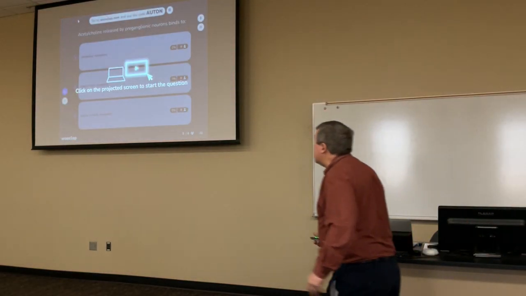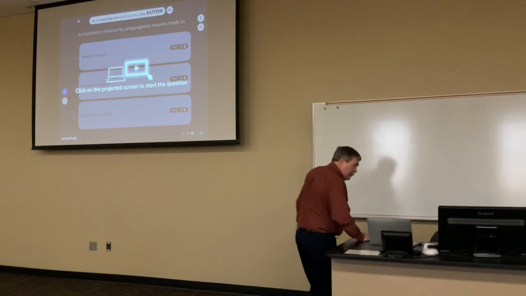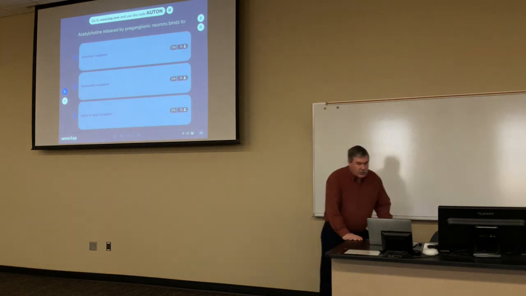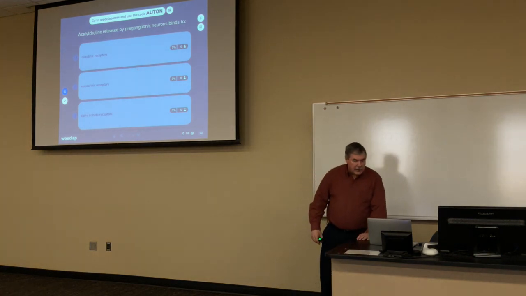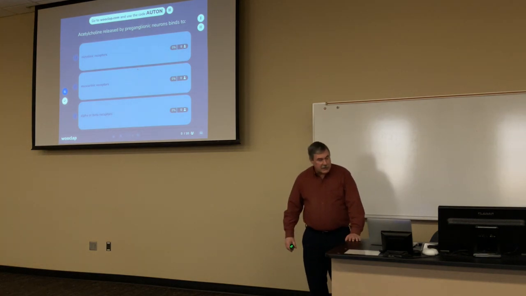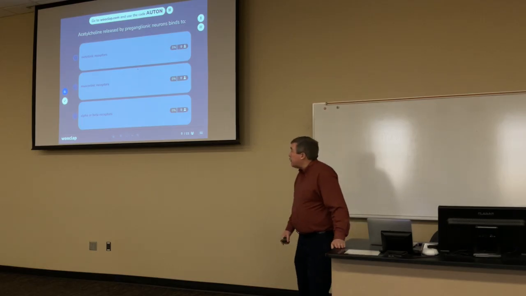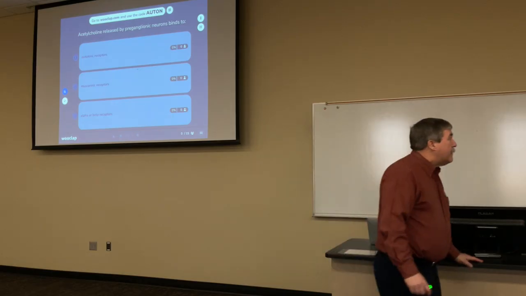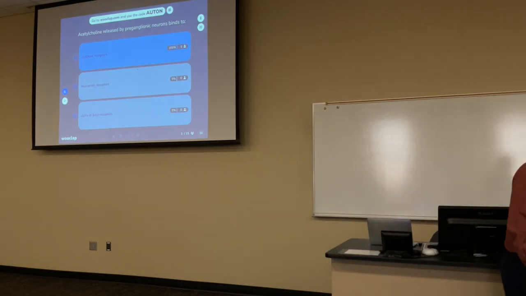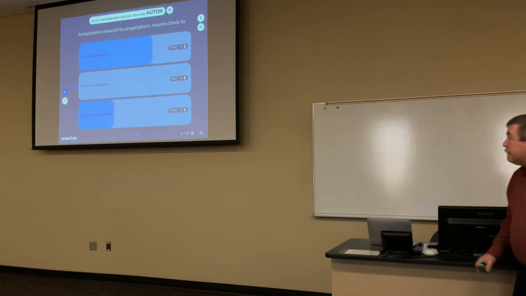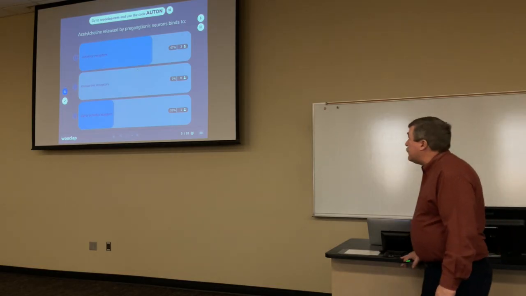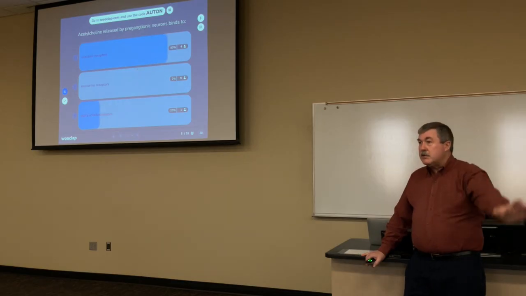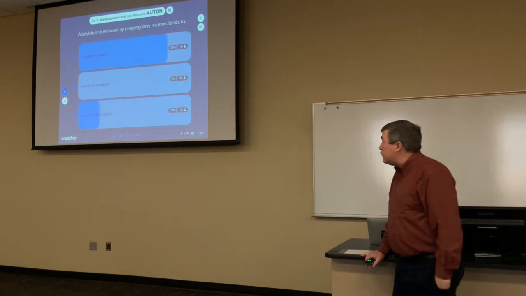Okay, let's do some review questions. Okay, first question. Acetylcholine released by preganglionic neurons binds to what kind of receptor? And this is actually shown in that one table that compares the characteristics of the two divisions.